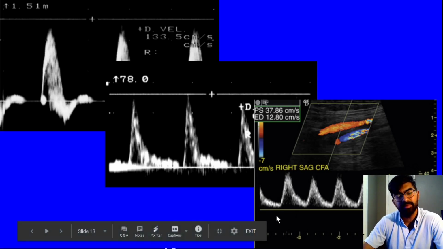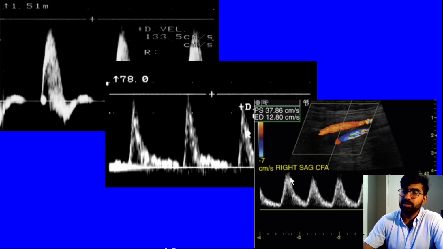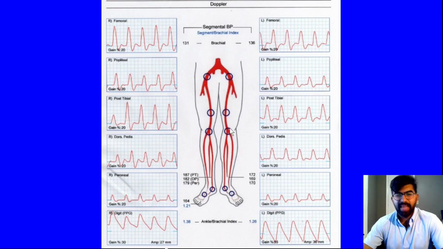Now, in this representation, the upstroke does look sharp and rapid, but these are in two different scales, and this is why it's so important to look at the scaling, and you see the peak systolic velocity is really only about 37. Okay? Great, so we've really tackled a normal waveform, and this is, as you know, just the beginning.